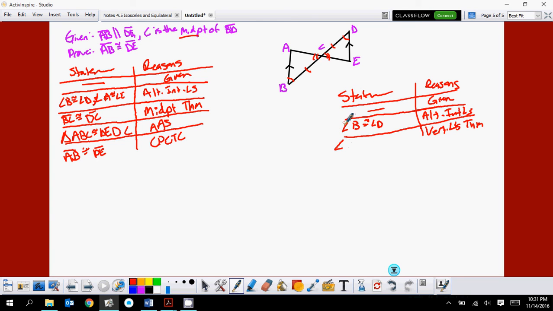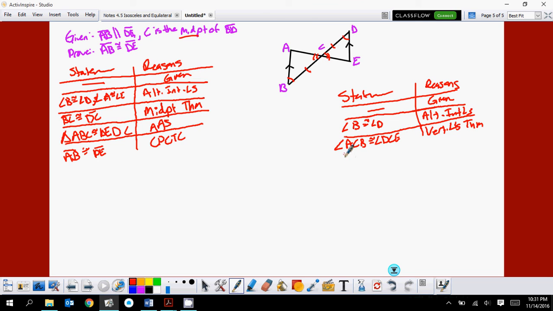So for this first one, I've got angle ACB. So since it's at C, C's got to be the center letter. Congruent. I could also add BCA there, by the way. Congruent to DCE, or you could have had angle ECD.